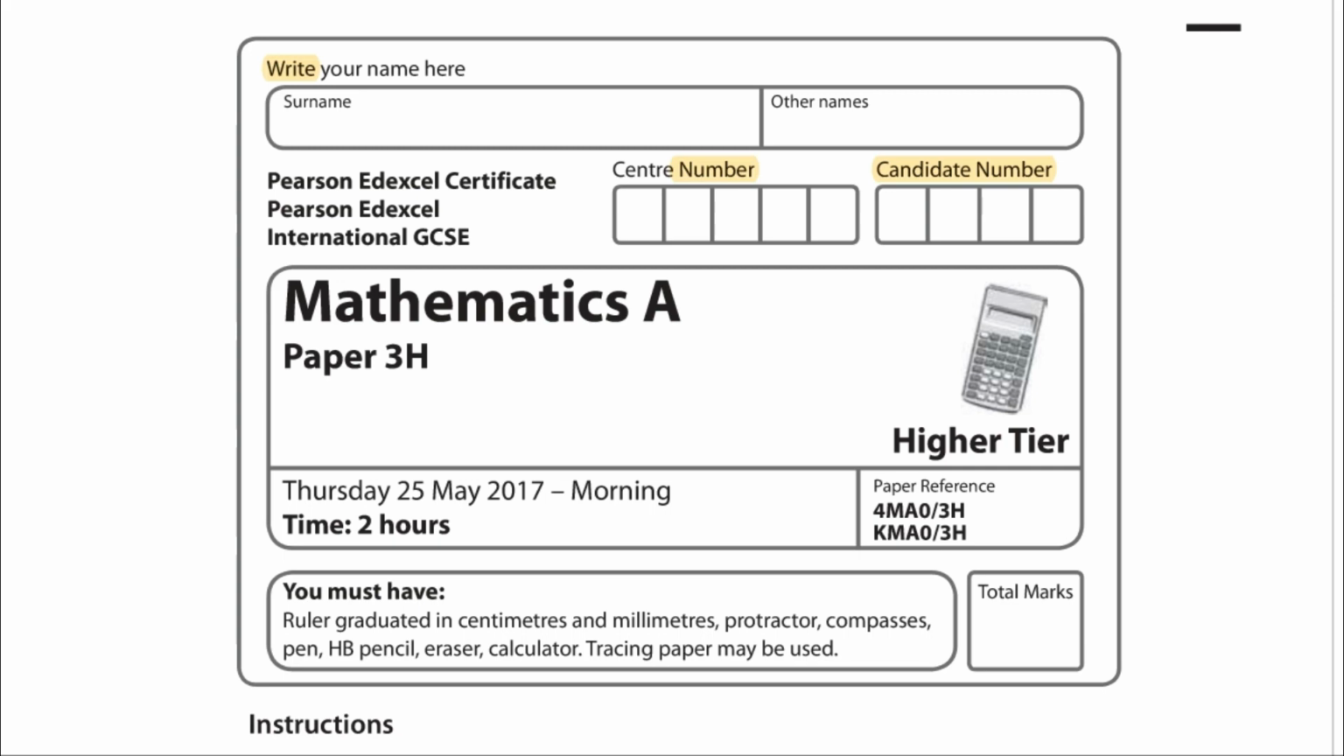Today we are covering the IGCSE Math Edexcel Paper 3H in our Perfect Paper series. This is a complete walkthrough. The paper is from May 2017.